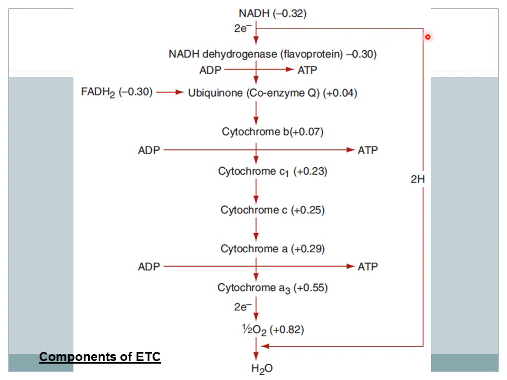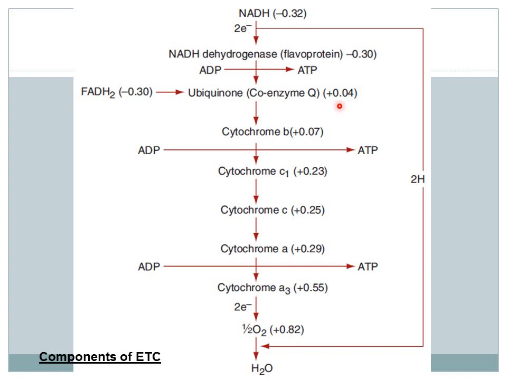arrow goes to the other side saying 2 hydrogens are also released. So 2 electrons and 2 hydrogens are released from the NADH, the active form of the vitamin, and it goes to the first protein of the electron transport chain known as NADH dehydrogenase or flavoprotein. Its redox potential is minus 0.30. Then NADH dehydrogenase gives these 2 electrons to the next protein of the electron transport chain known as ubiquinone or coenzyme Q, and its redox potential is plus 0.04.